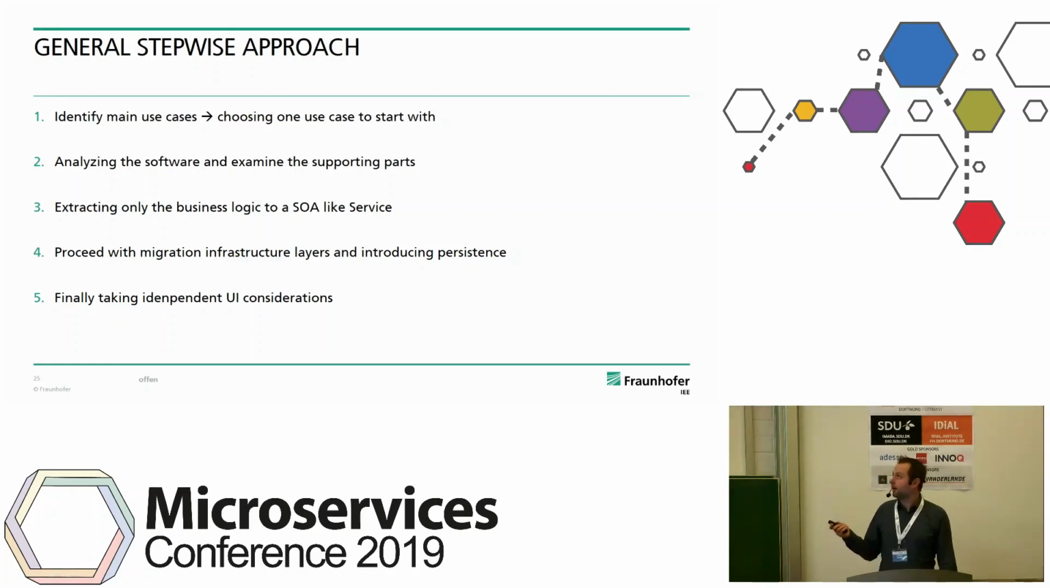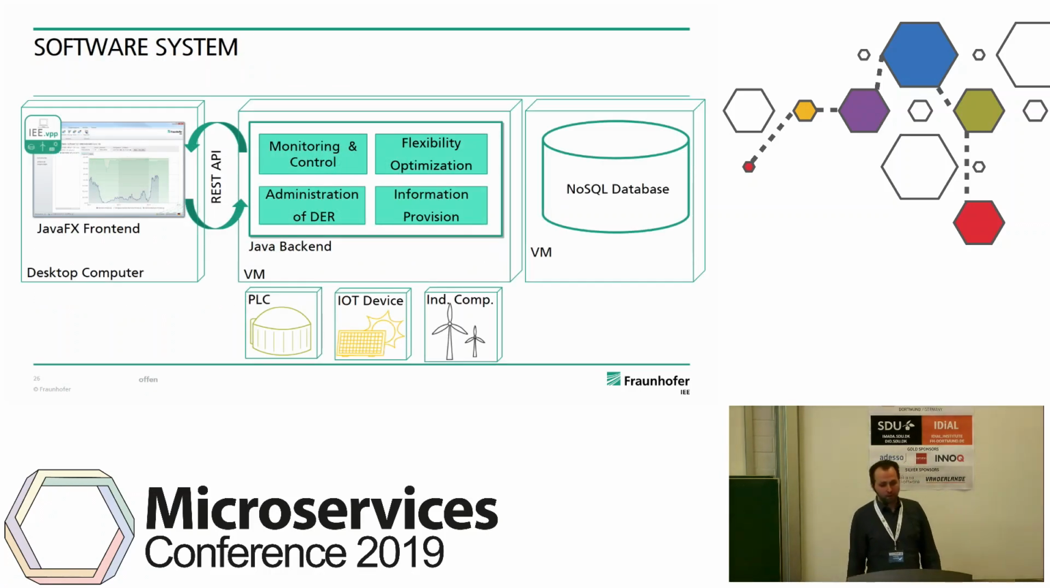And in the next steps, extract only the business logic into some kind of SOA-like service, because we want to change the language. So we have to re-implement the business logic, and perhaps we will change something. So we go in a little smaller step, and then proceed with the migration of infrastructure layers and persistence layers, and finally take UI considerations. And I will show how we have done that.